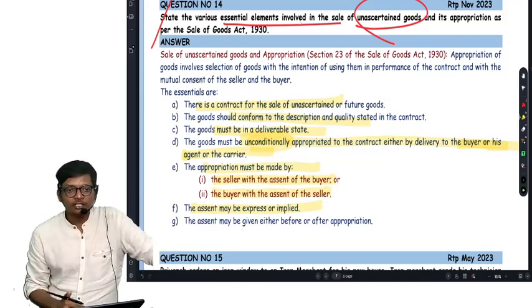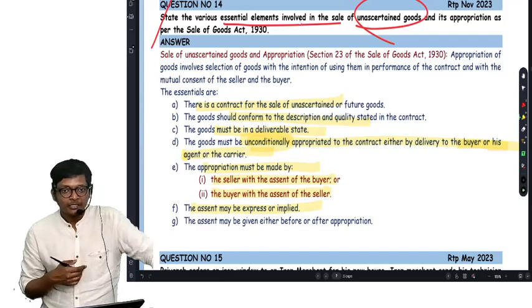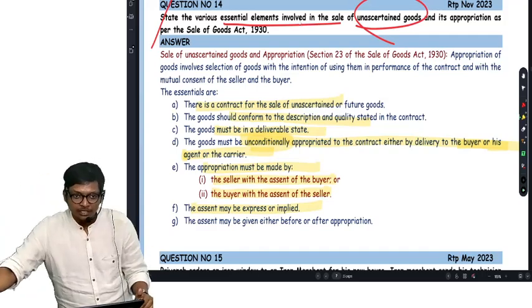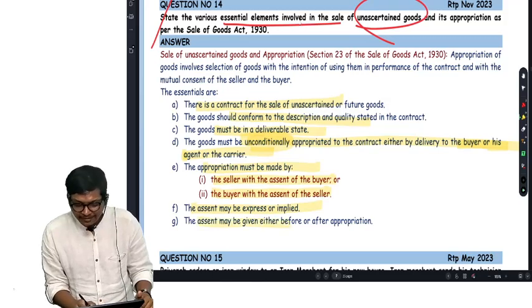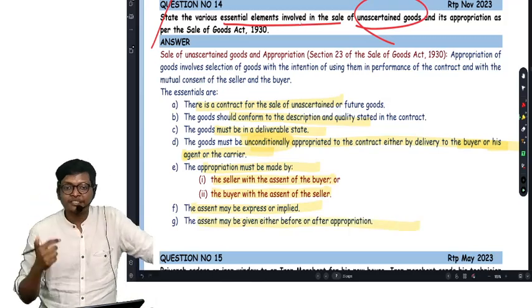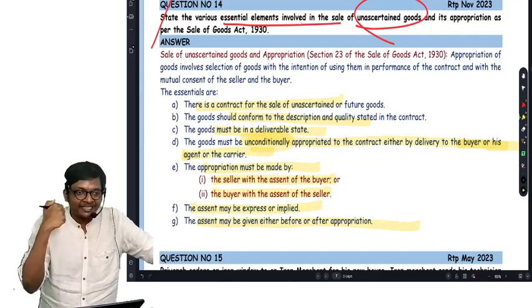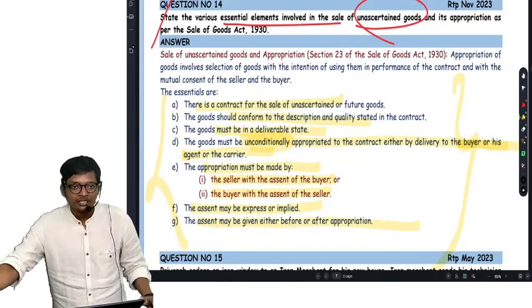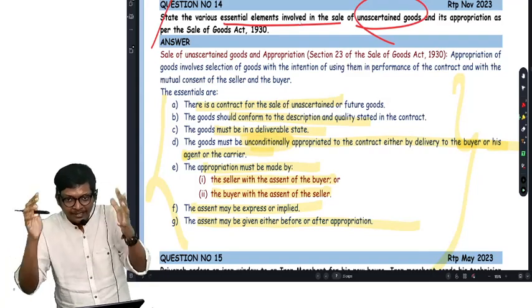When you go to a tea shop, if you know the shop very well, will you ask for a biscuit? நீயே ஓபன் பண்ணி கை விட்டு எடுத்துருவியா? Okay. Next, assent may be given either before or after appropriation. Take the biscuit, then get permission, or get permission, then take the biscuit. That's it. These are all common sense points you can apply. Tea shop la biscuit வாங்குறீங்க சார், டப்பால I'm taking biscuit.